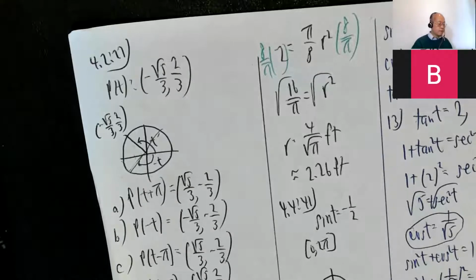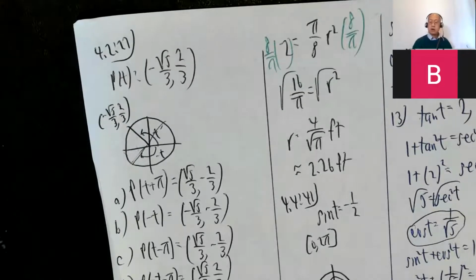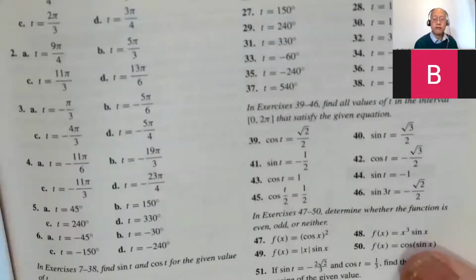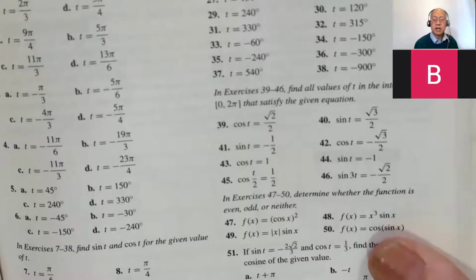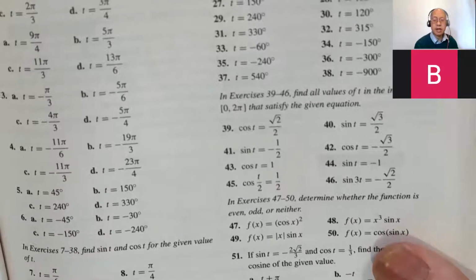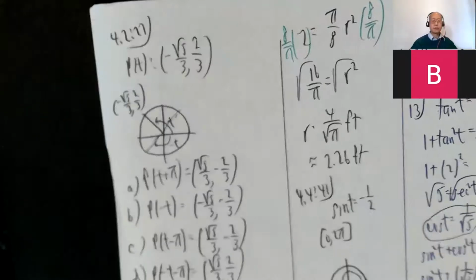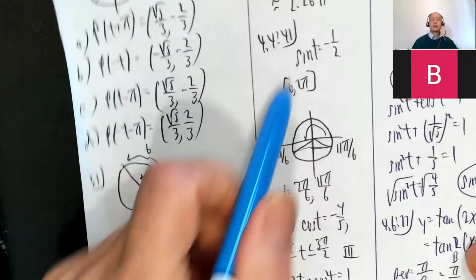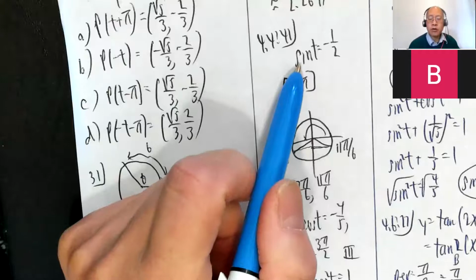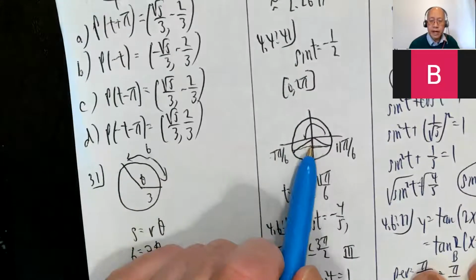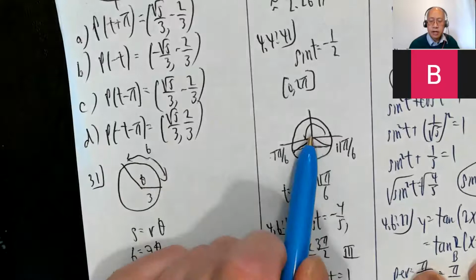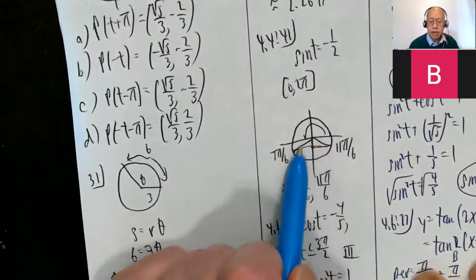Jumping up to 4.4, 41 was asked for. 4.4 number 41. Find all values of t in the interval from 0 to 2 pi to satisfy the given equation. Sine of t is negative 1/2. Sine controls the y coordinate. So I go down to negative 1/2. I see an angle here and here. That looks like a 30 degree angle as a reference angle.